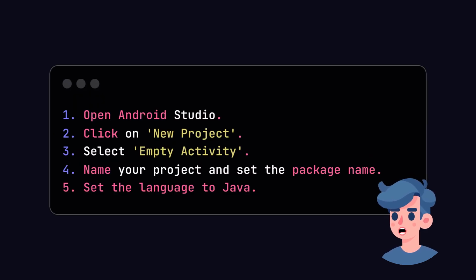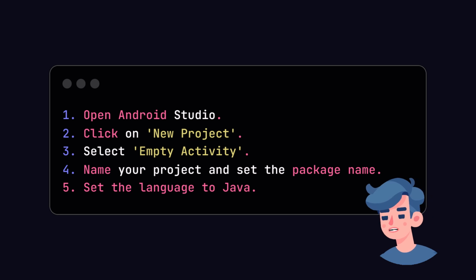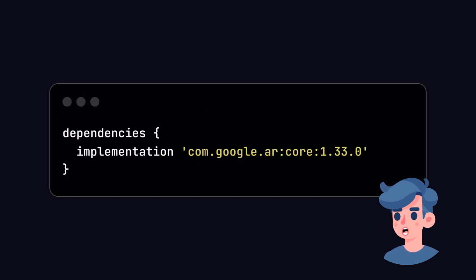Now, let's create our new Android project. Open Android Studio, click on New Project, and choose Empty Activity as the template. Give your application a name, like Wildlife Conservation AR, and package name com.example.wildlifeconservation.